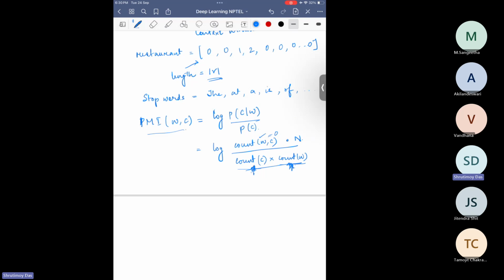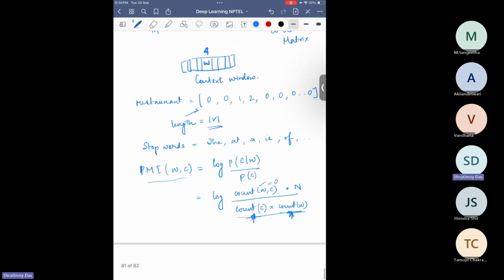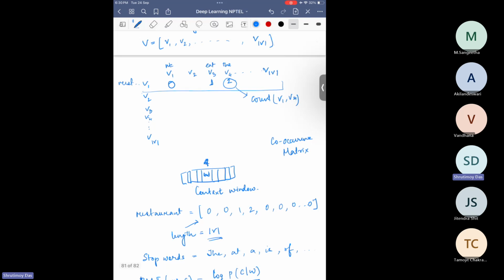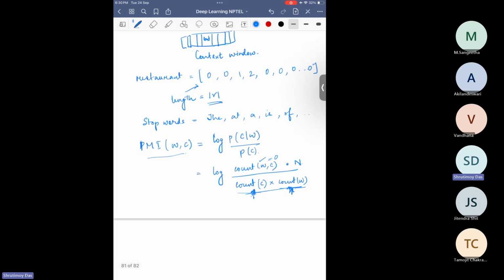This is basically substituting for the co-occurrence matrix. Earlier in the co-occurrence matrix, you just had the counts. Now instead of the counts, you have these PMI scores that you compute. So any question on that?